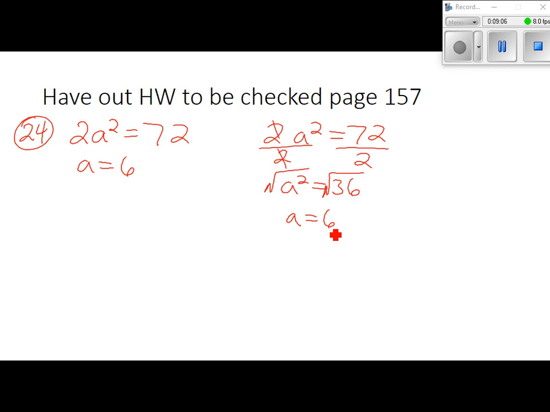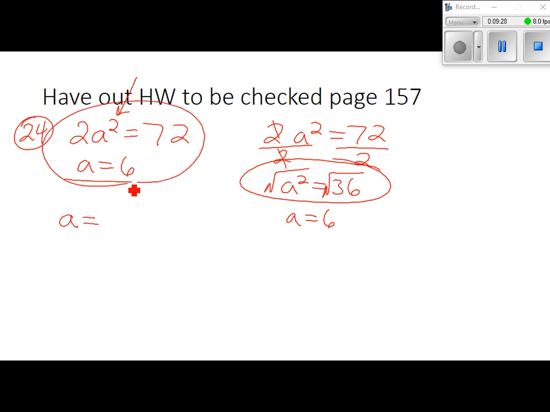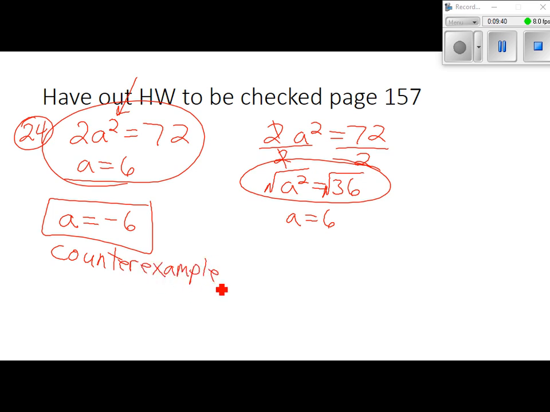Except when you did this in algebra last year, anytime you had a squared term in a problem, how many solutions should you have come up with? If it's squared, you should come up with 2 solutions. Well, we only came up with 1. What's the other one? A equals -6. So what's our counterexample going to be to show that this statement here is not always true? A equals -6. That's our counterexample. You're just showing an example that shows that the statement's not always true.